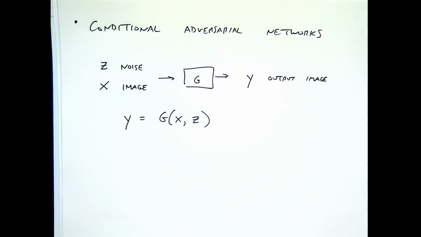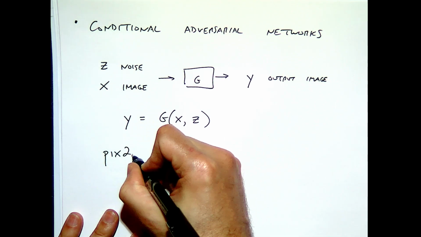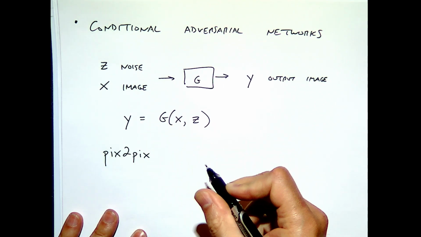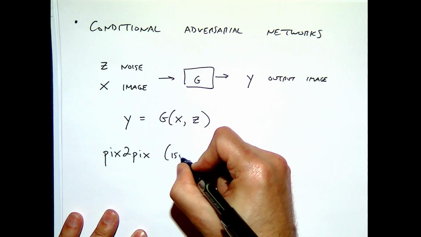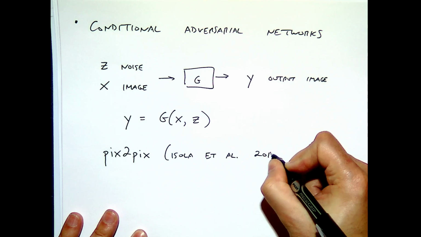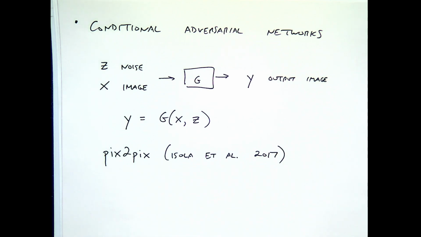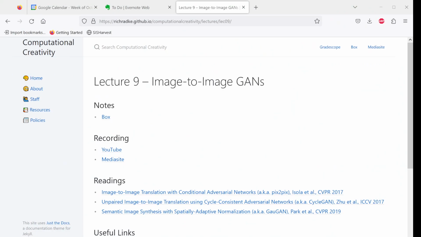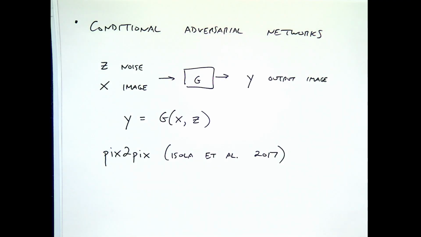And so kind of the exemplar of this type of thing is a paper/algorithm called pix-to-pix, okay? So pix-to-pix is a famous algorithm. This was by Isola et al. and group from Berkeley in 2017. The original paper was not called pix-to-pix. It was called image-to-image translation with conditional adversarial networks. But I put AKA pix-to-pix on the website because that's what everyone calls it.